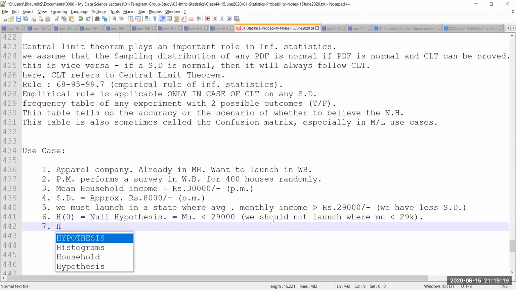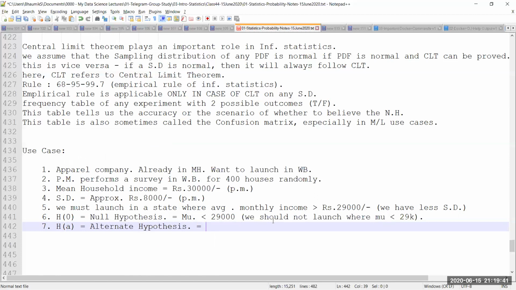Then how do we write the alternate hypothesis? We write it as H subscript A. I can't do that on the keyboard, obviously. So H of A is my alternate hypothesis. Alternate hypothesis is what I'm trying to prove. What my product manager is trying to prove is we must launch the product wherever it is more than 29,000.